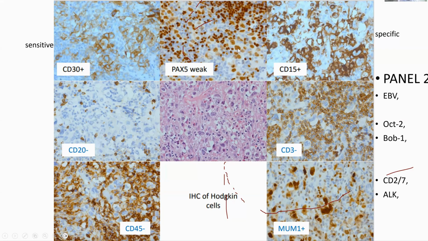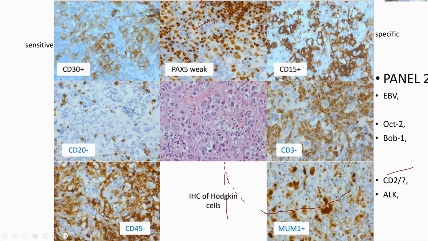This is the weak PAX5. It's so dim or weak, and if you compare it with the background dense staining for B cells, this is the differential staining. So these larger cells are the weak Reed-Sternberg cells, and the background is the B lymphocytes. And you can see the difference between this pattern of staining. So with a good control, if you have a good working PAX5, you will have that differential staining.